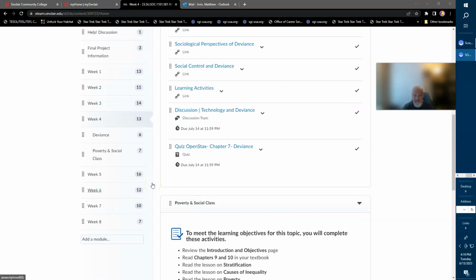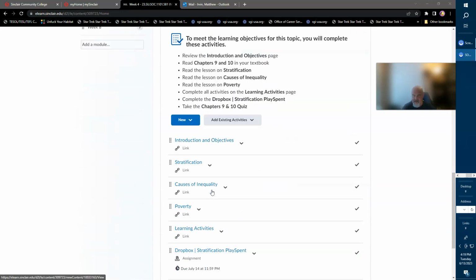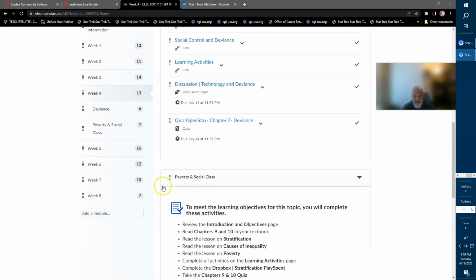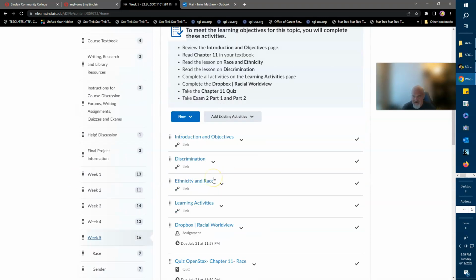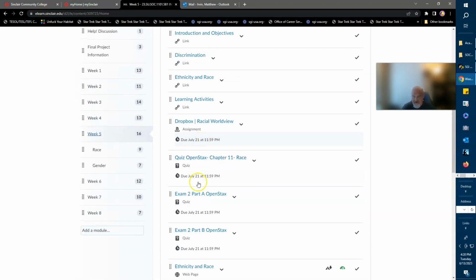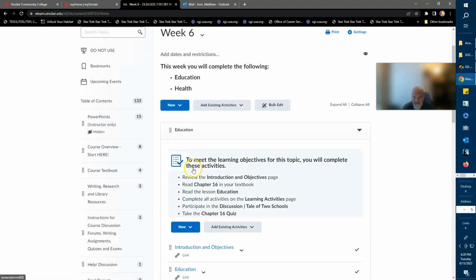so week 4 there's going to be deviance. Okay, and then there's going to be stratification, okay? That's poverty and social class. That's week 4. Week 5, we deal with specific kinds of poverty and specific stratification systems based on race and gender. Those are due on July 21st at 11:59 p.m., which is, again, a Friday.